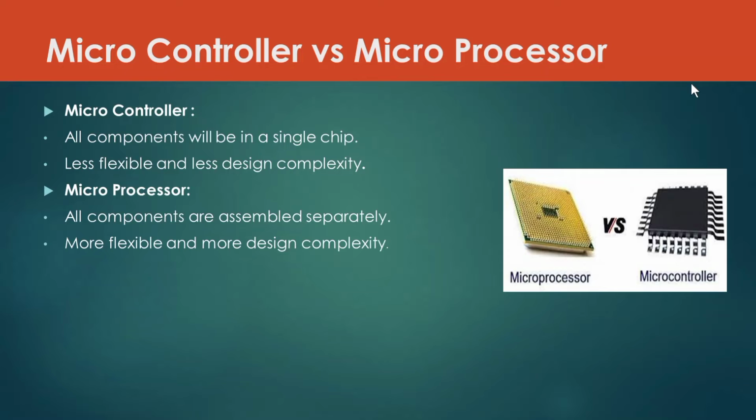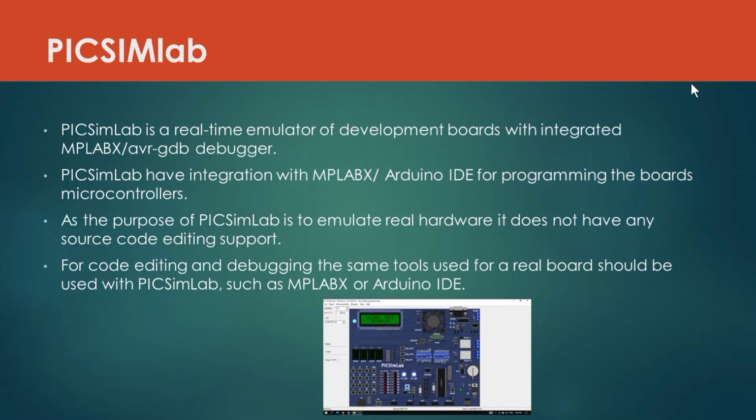Microcontroller versus microprocessor. In a microcontroller, all components are in a single chip, whereas in a microprocessor, all components are assembled separately. Less flexibility and less design complexity is involved in a microcontroller, whereas in a microprocessor, more flexibility and more design complexity is included. PICSIM Lab. It is a real-time emulator of boards with integrated debugger.